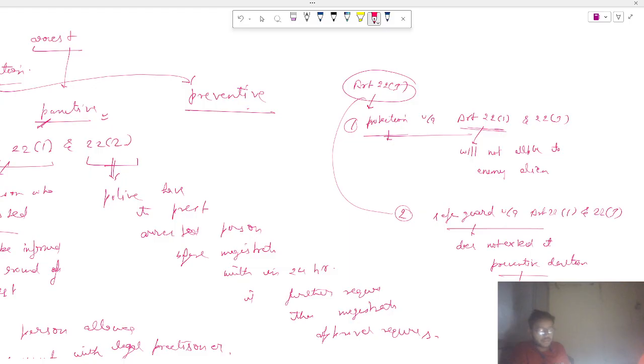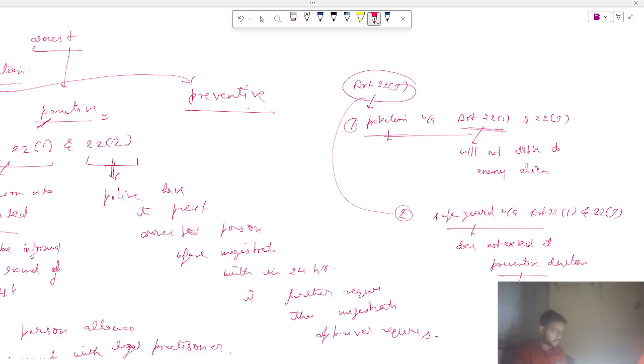And we have also discussed various types of offenses. Article 22 clause 3 says that protection under Article 22 clause 1 and clause 2 will not apply to an alien enemy, that is, a citizen of a country with which India is at war. It also states that the safeguards provided under Article 22 clause 1 and clause 2 will not apply to preventive detention. So these are the safeguards provided under Article 22 clause 1 and clause 2.